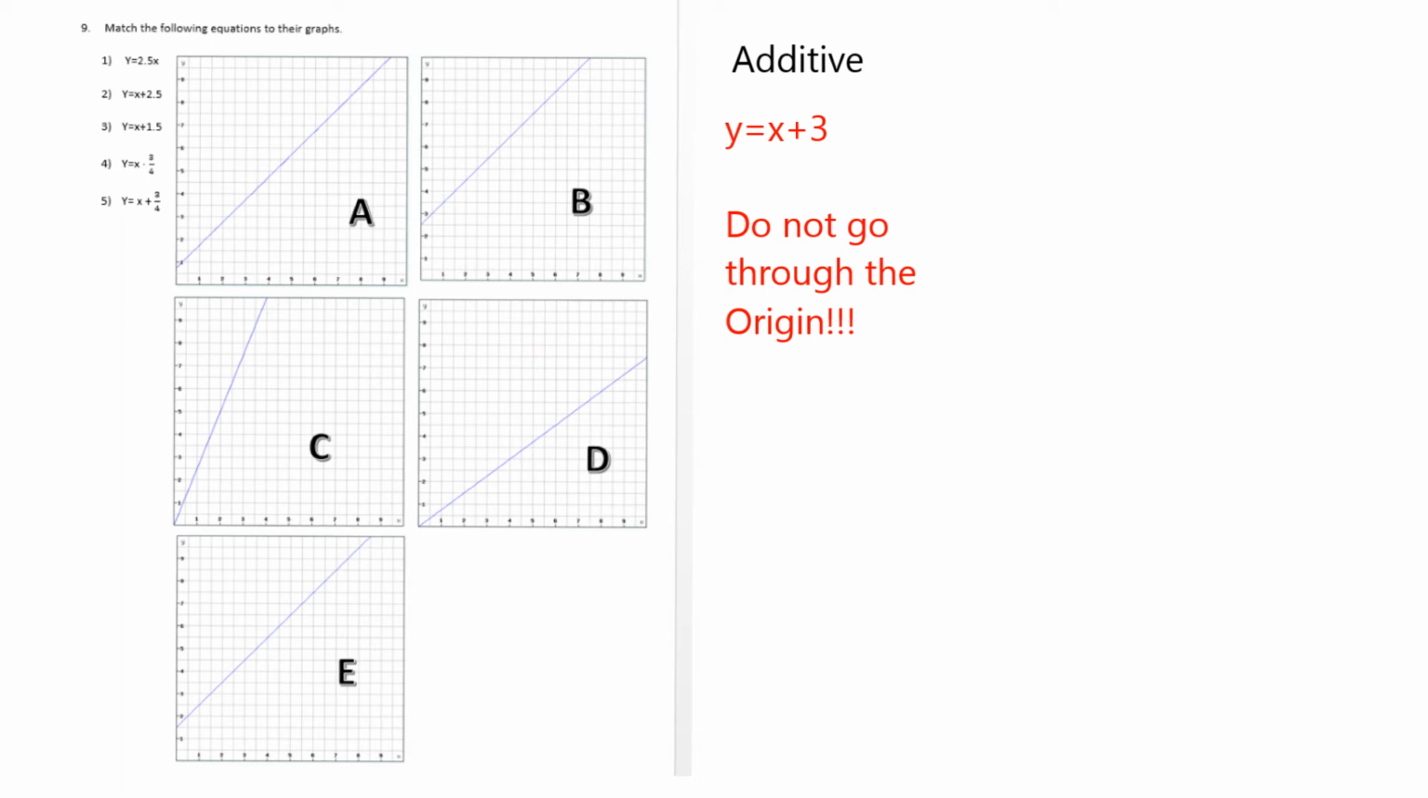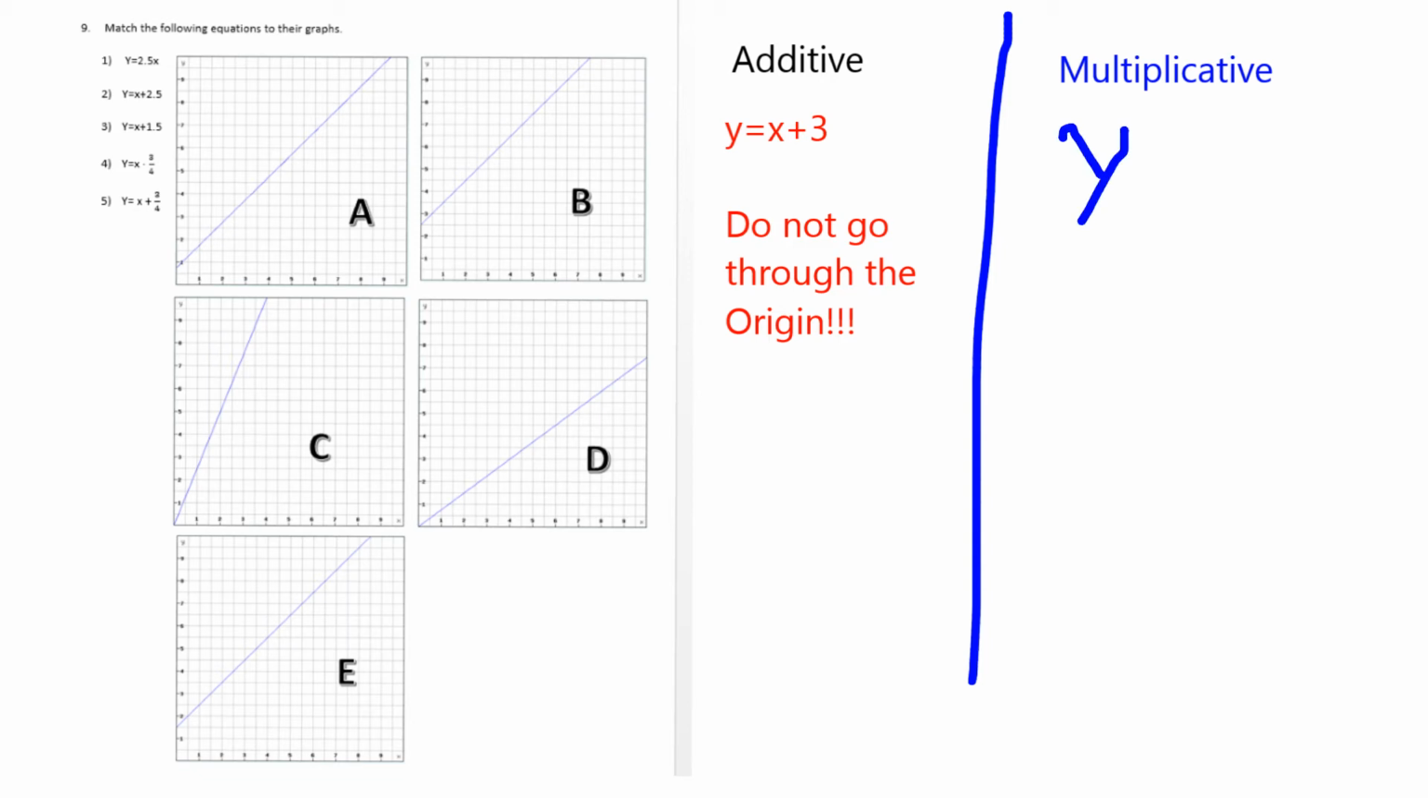Now we also have another type of equation, and as you probably guessed, this is the multiplicative equation. The multiplicative equation looks like this: y is equal to 3x, which basically means y is equal to 3 times x. They don't show the multiplication symbol or the dot here, but that's what it is. y is equal to 3 times x.